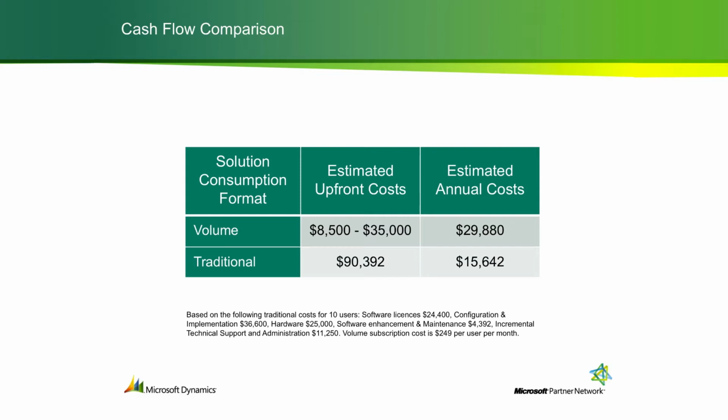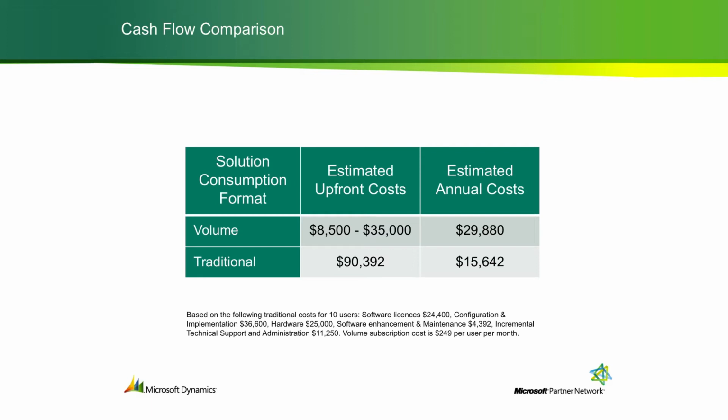And this really just takes the example that we've used in earlier slides of a 10-user deal, software licenses in the range indicated there, configuration implementation of about $36,600. This is the traditional model, as compared to a subscription cost of $249 per user per month.